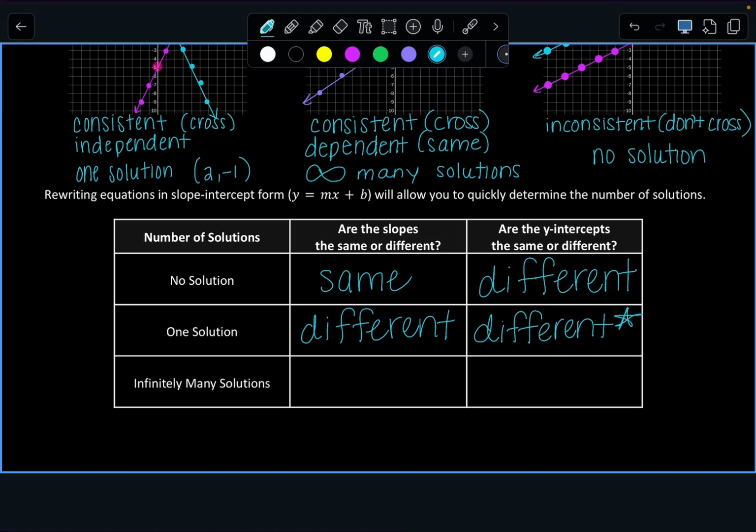What do you notice about that middle one that's infinitely many solutions? Everything's the same. So if you rearrange into slope-intercept form and your two equations are exactly the same, you're going to have infinitely many solutions because they cross everywhere. That's the gist behind this section.